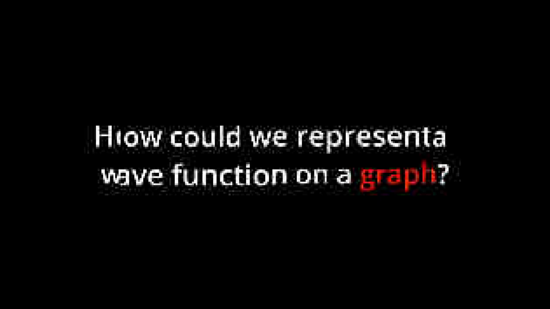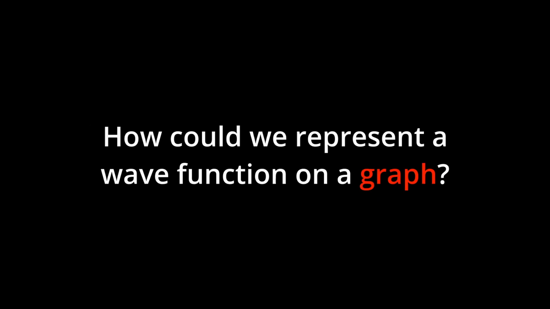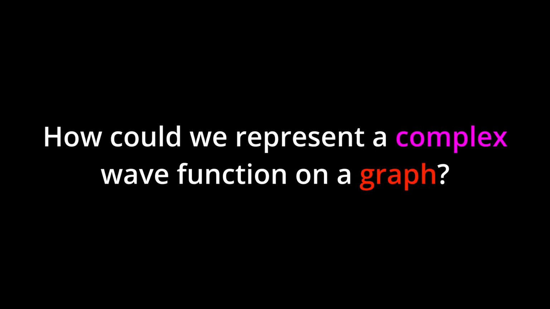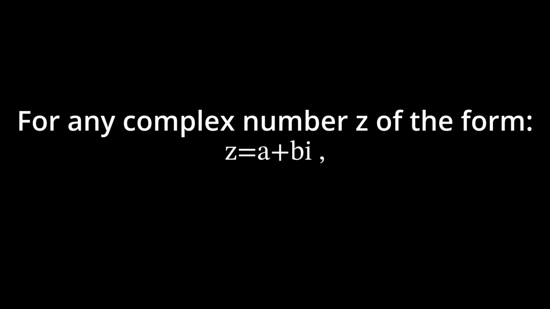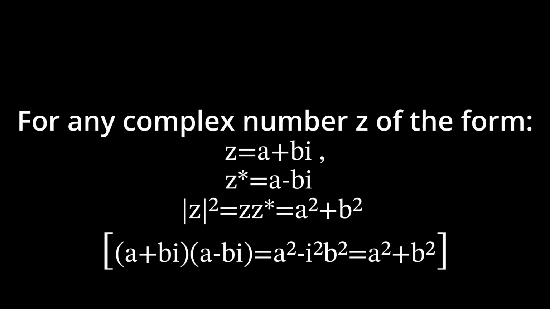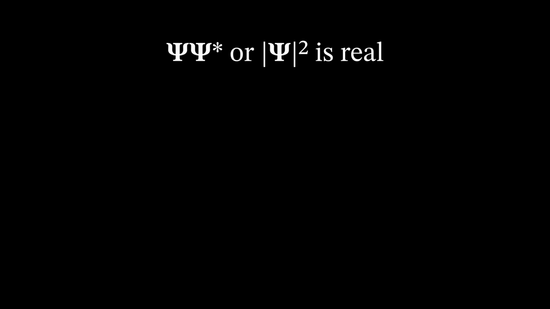Let's ask the question, how could we represent a wave function on a graph, or rather a complex wave function on a graph? One such answer of representing it is taking the modulus squared of the wave function. If you have a complex number z, which is of the form a plus bi, the complex conjugate is of the form a minus bi. And multiplying these two numbers together, we get a real number, which is the modulus squared. And we can represent this on the number line. Since the modulus square of the wave function is real, it can be represented on a graph.